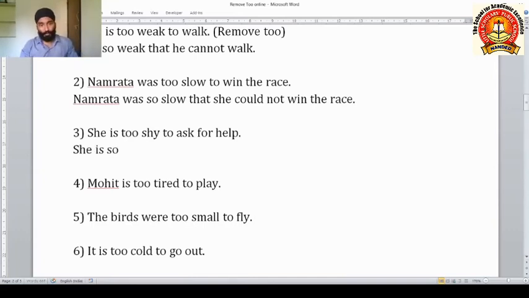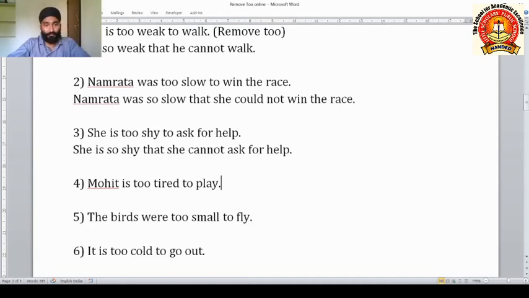Next example, she is too shy to ask for help. She is so shy that she cannot ask for help. In this sentence, "is" helping verb is there, present tense, so "cannot".